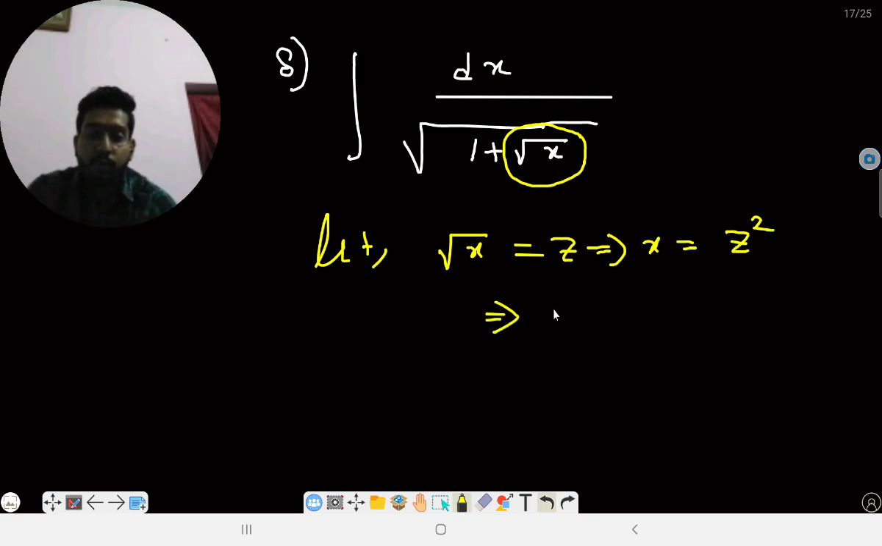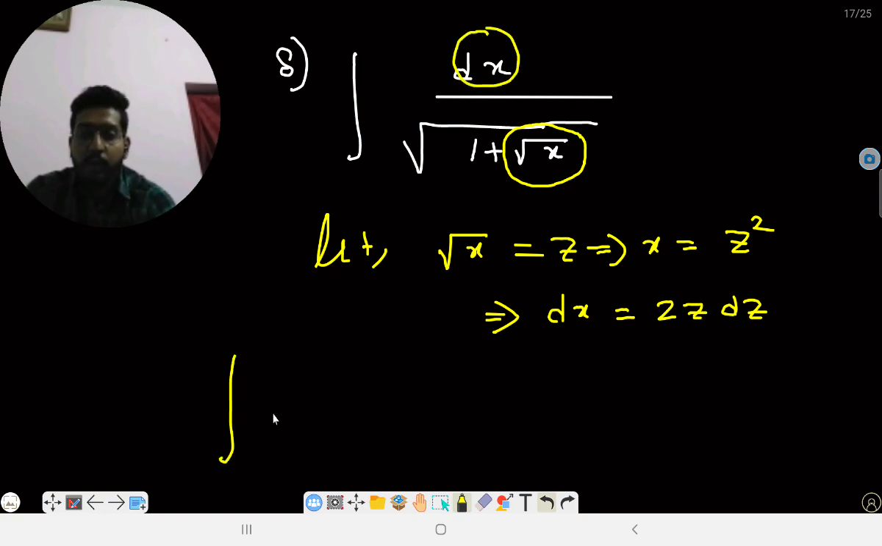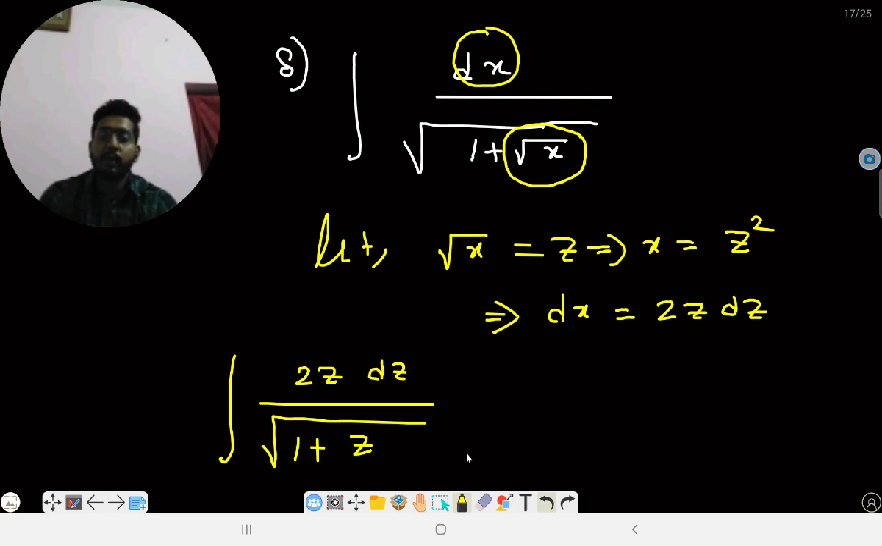Now differentiate this one, so that will be dx, and differentiation of z square will be 2z dz. Now put the values here. So integration of dx is here 2z dz divided by root under of 1 plus root x. Now what is the value of root x? The value of root x is z. So root under of 1 plus z.